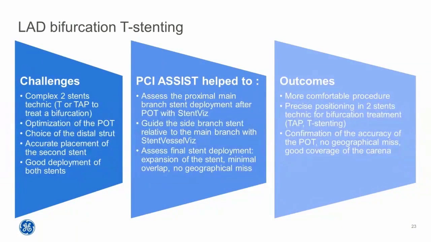So, like for the left main case, this tool was very useful to optimize the T or TAP stenting in complex bifurcation lesions, and it was very useful also to assess the fact that the stents are well open and covering all the area of the disease area of the vessel.